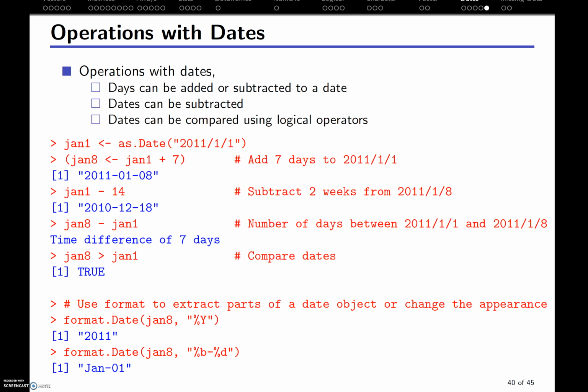We can also do operations with dates. Okay, so we can subtract, we can add, we can compare. So, for example, is January 8th bigger than January 1st? Why, yes. We can do January 8th minus January 1st, and it'll tell us the difference is 7 days. We can do January 1st minus 14, and that will tell us what the date is 2 weeks subtracted from January 1st.